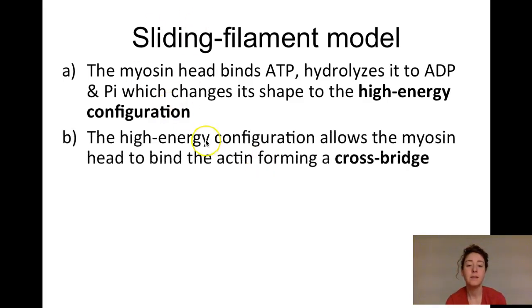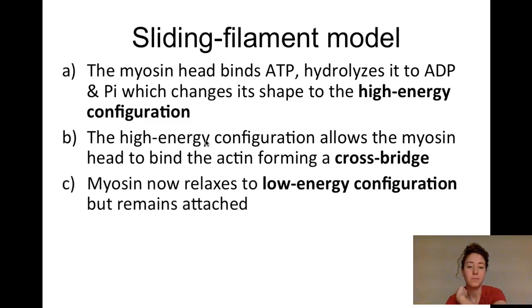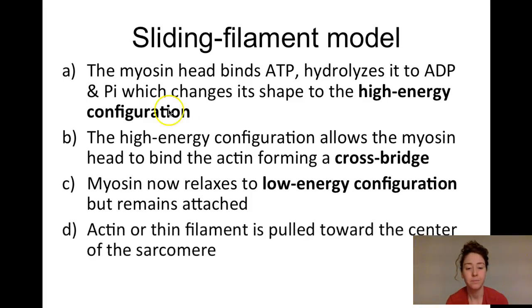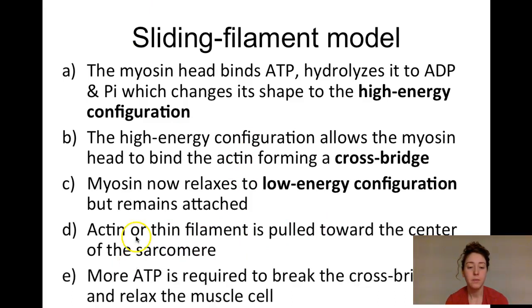The second step is that those high energy heads are going to form a bond with the actin complex. That bond is called a cross bridge. So when the myosin heads are able to bind with the binding sites on the actin, they form a cross bridge. After that, myosin relaxes into the low energy configuration, so it's changing shape again. And when that happens, that's what pulls the actin filament along the myosin, shortening that H band in the middle. So that pulls the actin filament towards the center of the sarcomere.